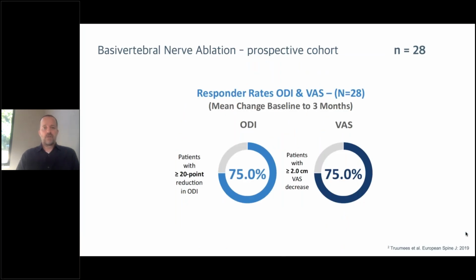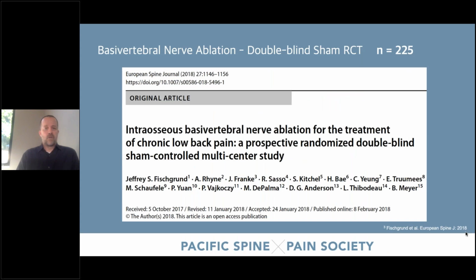These are the responder rates published by the Truumees study, with a VAS improvement of 2 on the right, a 75% responder rate, and an ODI change of at least 20 points, also 75% of patients achieved that threshold in this prospective cohort. Next slide. Now we're on to the randomized trials, and the first randomized trial, of course, was the sham-controlled trial. This was a study conducted obviously for the FDA, but also to demonstrate if this procedure that showed some promise in cohort studies demonstrates efficacy relative to a sham procedure.